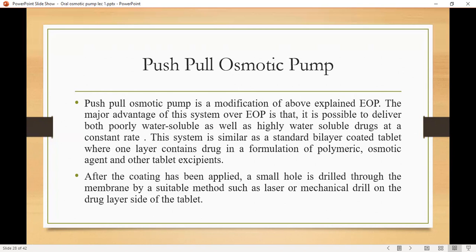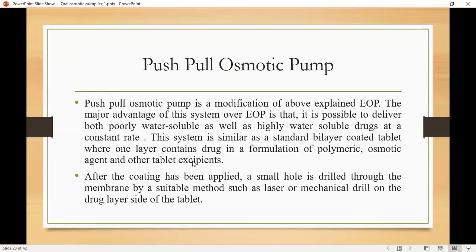Students, the push-pull osmotic pump is a modification of the elementary osmotic pump explained above. The major advantage of this system over the elementary osmotic pump is that it is possible to deliver both poorly water soluble as well as highly water soluble drugs at a constant rate. This system is similar to a standard bilayer coated tablet, where one layer contains the drug in a formulation of polymeric osmotic agent and the other tablet layer contains excipient.